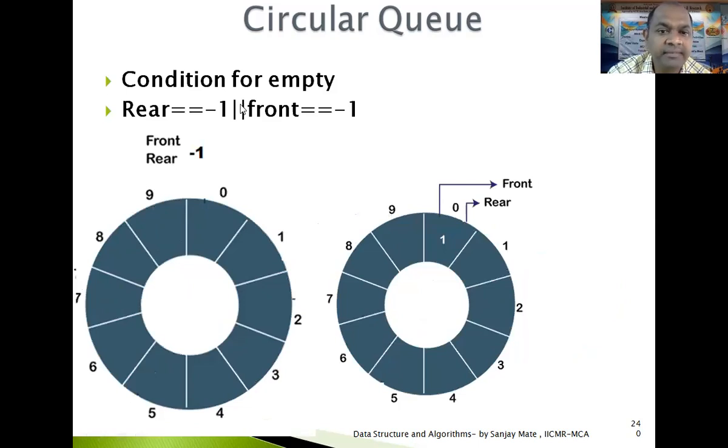The condition for empty is rear equal to -1 and front equal to -1. If both are -1, it means your circular queue is empty.